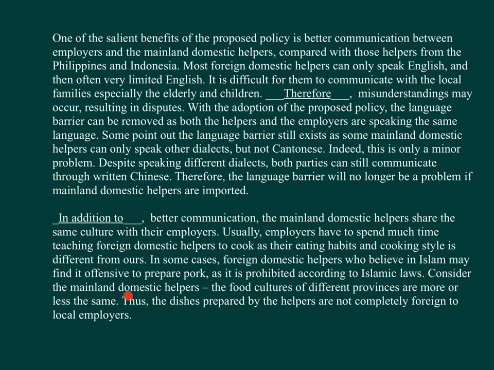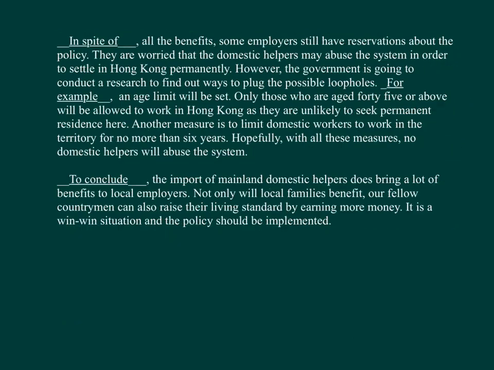Consider the mainland domestic helpers. The food cultures of different provinces are more or less the same. Thus, the dishes prepared by the helpers are not completely foreign to local employers. In spite of all the benefits, some employers still have reservations about the policy. They are worried that the domestic helpers may abuse the system in order to settle in Hong Kong permanently.